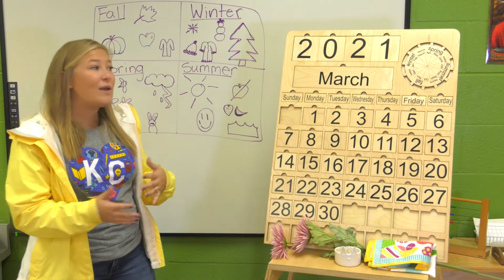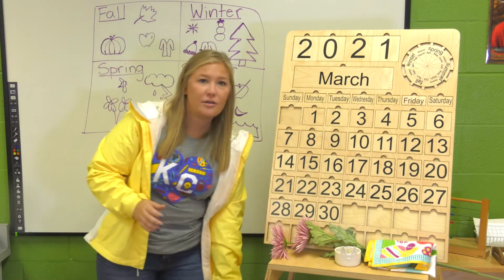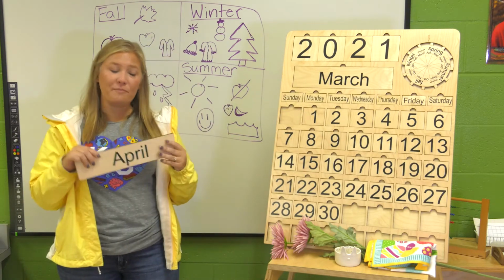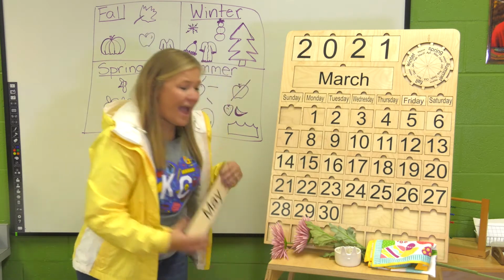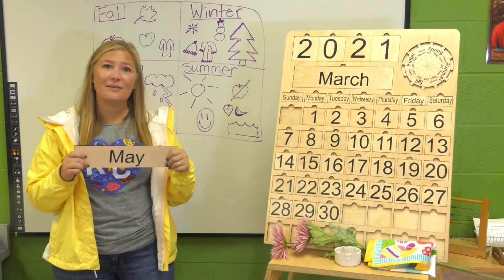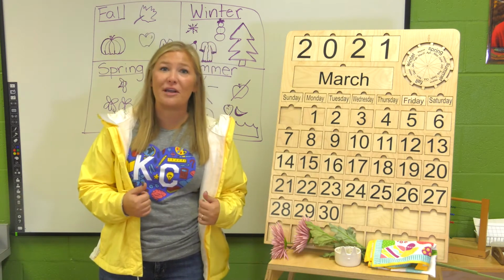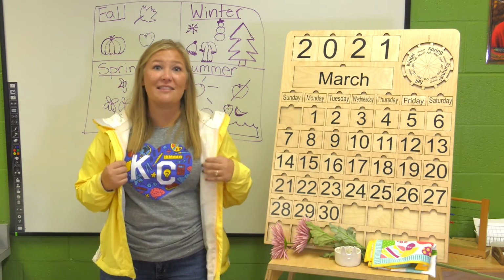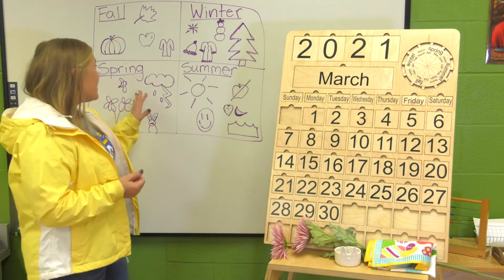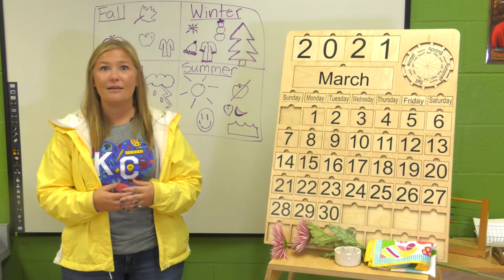In spring, we have the months of March, April, and the month of May. What are some things that you think of when you think of spring? You might see that I'm wearing my raincoat, so maybe you think of spring being really rainy.